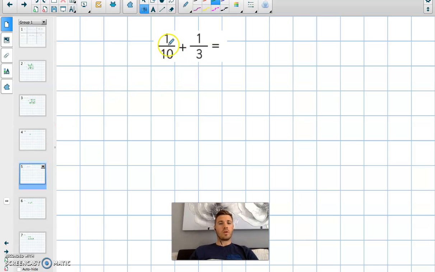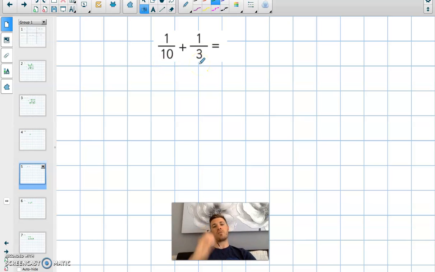So that means, therefore, there are 4 800s in 3,200. All right, so 1/10 add 1/3. Problem is, at the moment, we can't just add these fractions together because the denominators are different and we need to make them the same. And we make them the same by finding the lowest common multiple.